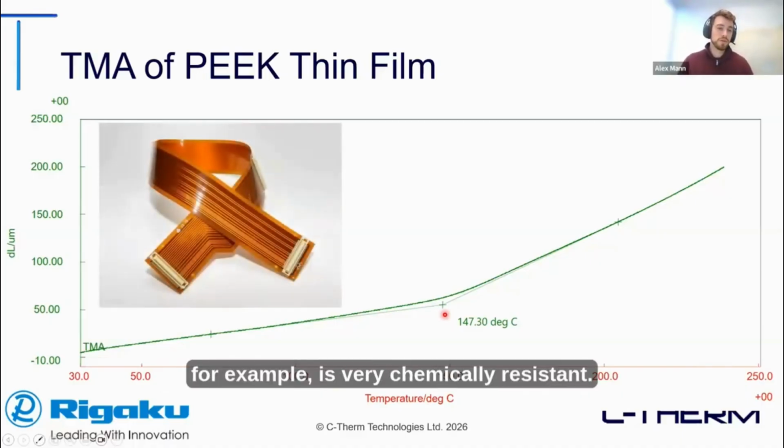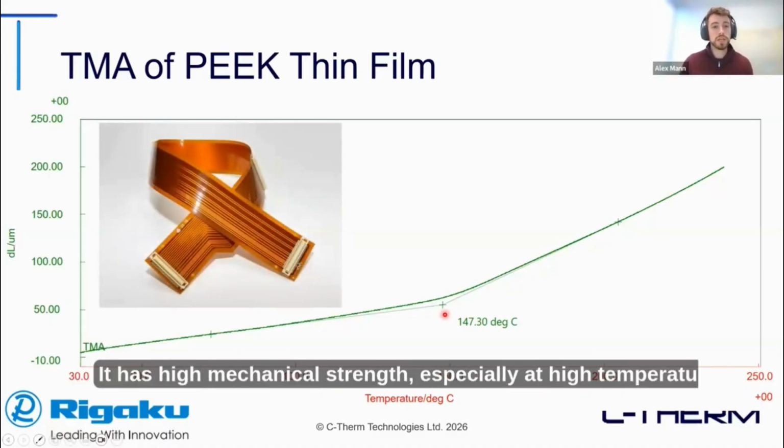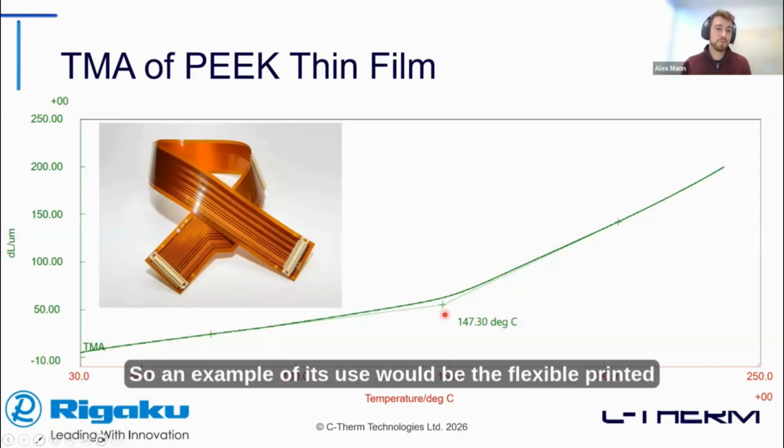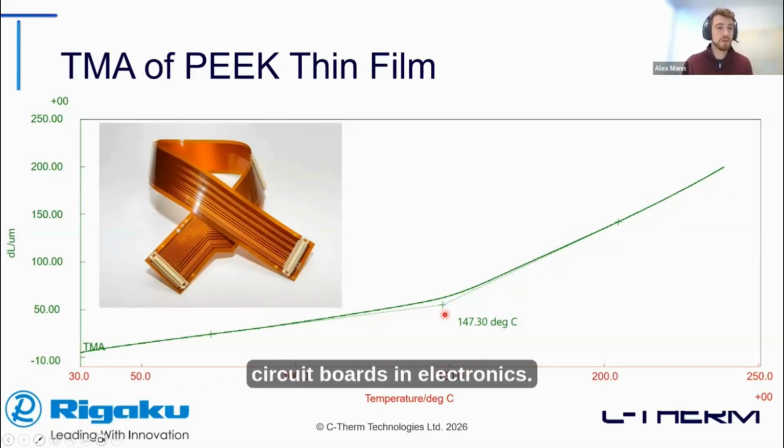PEEK, for example, is very chemically resistant. It has high mechanical strength, especially at high temperatures. An example of its use would be the flexible printed circuit boards in electronics.